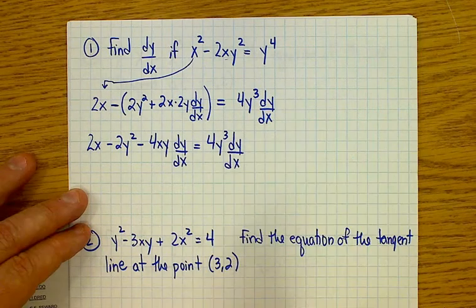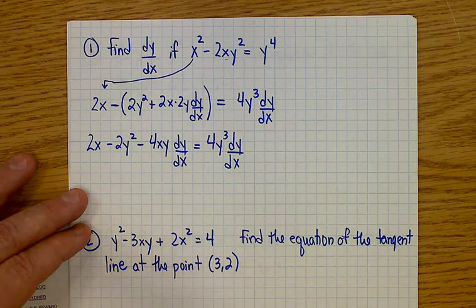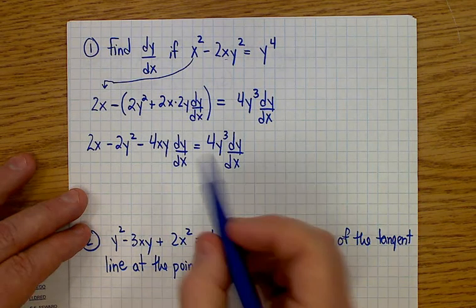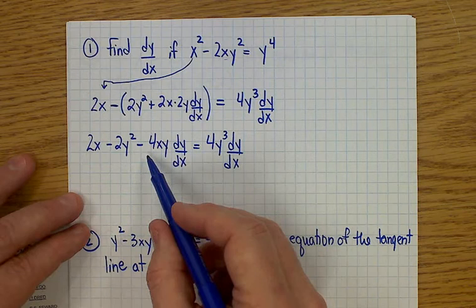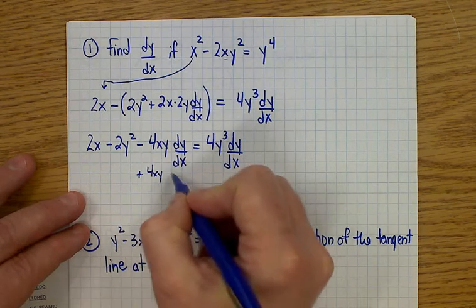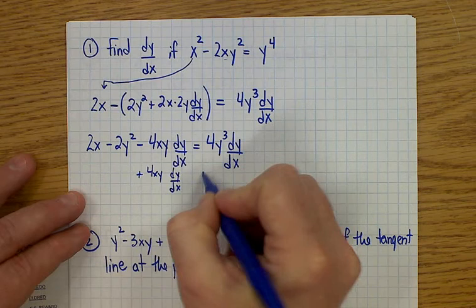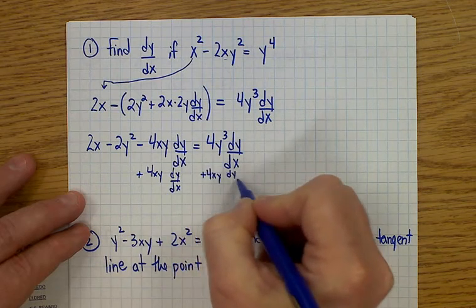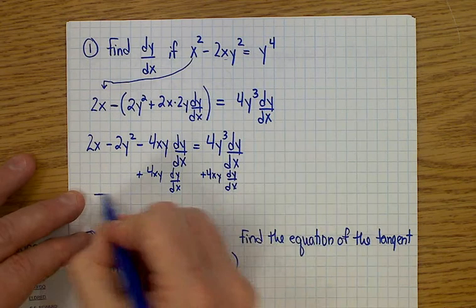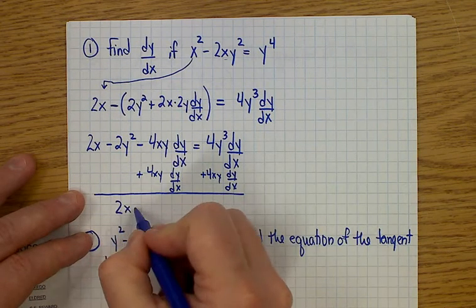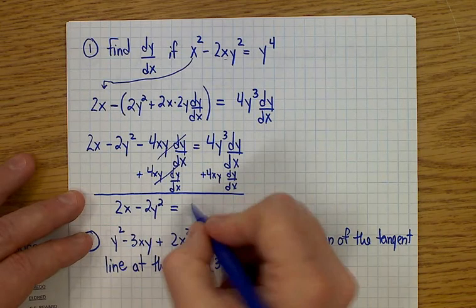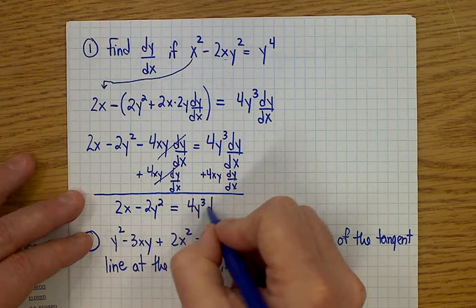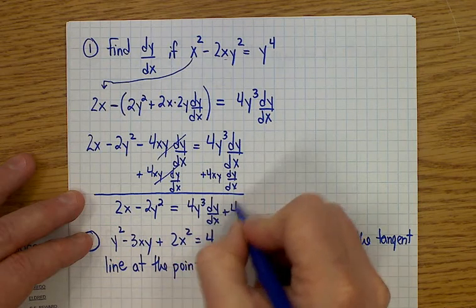Now remember, what we want to try to do is get the dy/dx's on the same side and leave everything else on the other side, because we want to get a dy/dx by itself. If we put them all on the same side, we're going to be able to factor that out. So I'm going to add 4xy dy/dx to both sides. All right, and that's going to give us 2x minus 2y squared. These will cancel, equals 4y cubed dy/dx plus 4xy dy/dx.